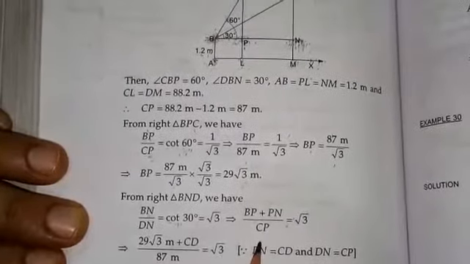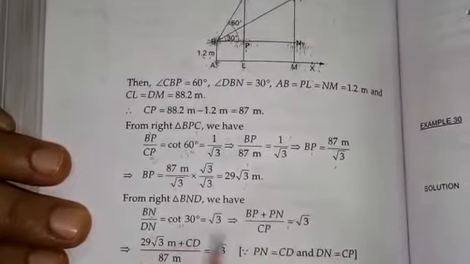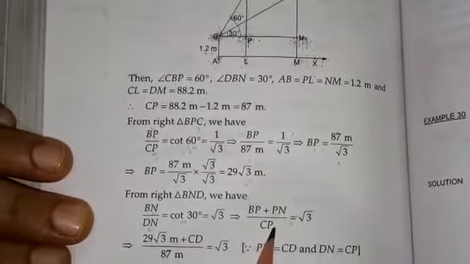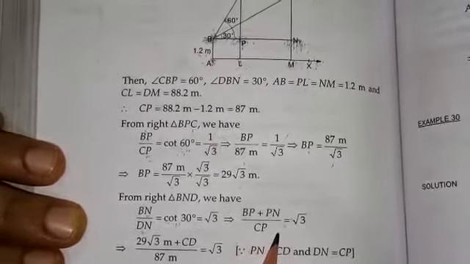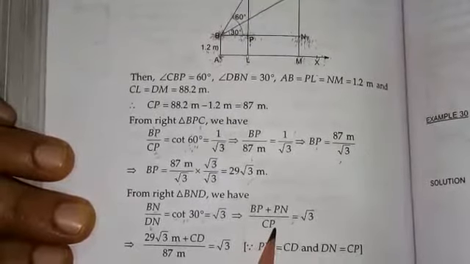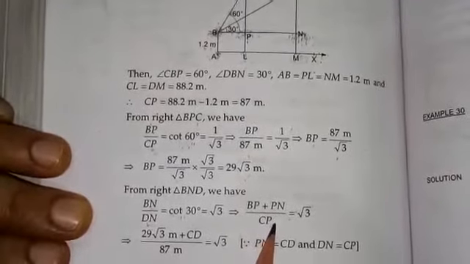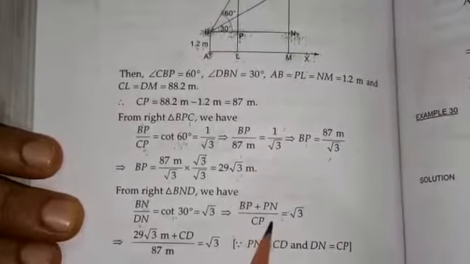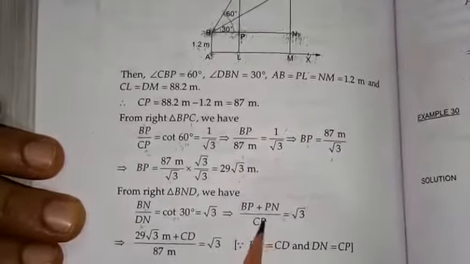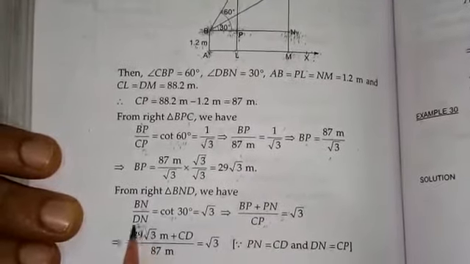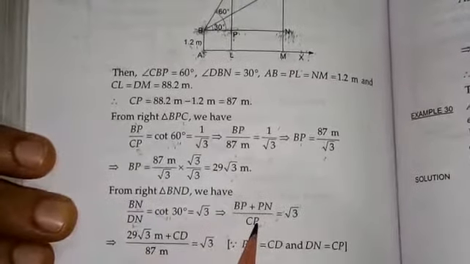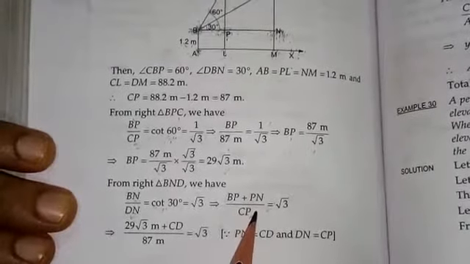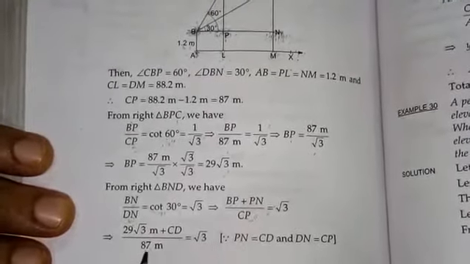Instead of DN, they've used CP. You could have it as DN itself, and we know DN is 87 meters, correct? So you could just substitute 87 for DN, because we know DN is 87. Here they've substituted DN with CP, and CP is 87 meters. So they've used that later.